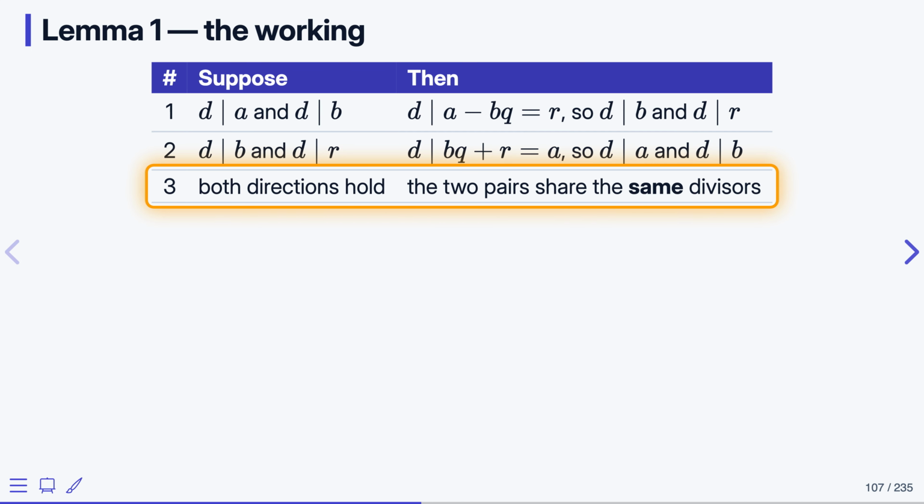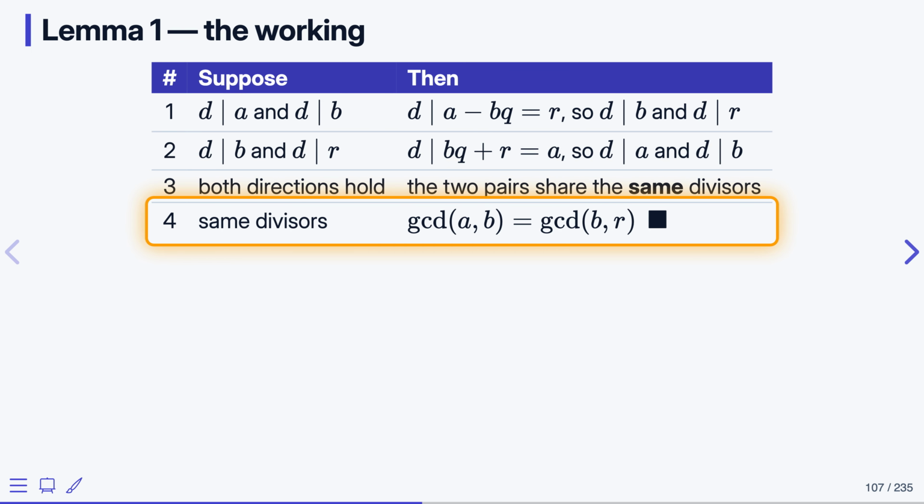Step 3. Both directions hold, so the two pairs have exactly the same common divisors. Step 4. If the sets of common divisors are the same, their largest members are the same. So the greatest common divisor of A and B equals the greatest common divisor of B and R, that is lemma 1.